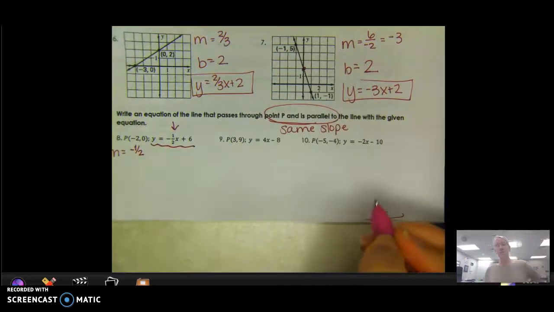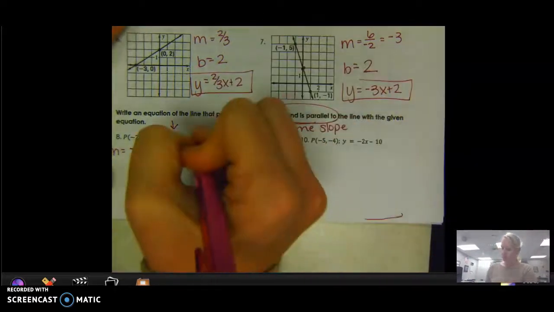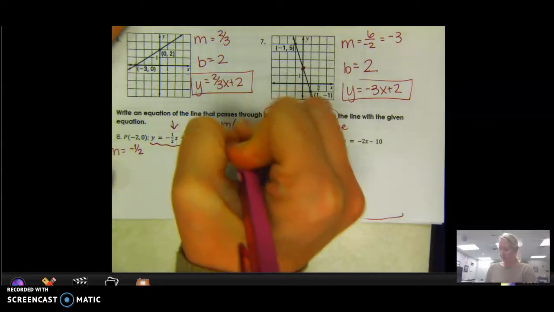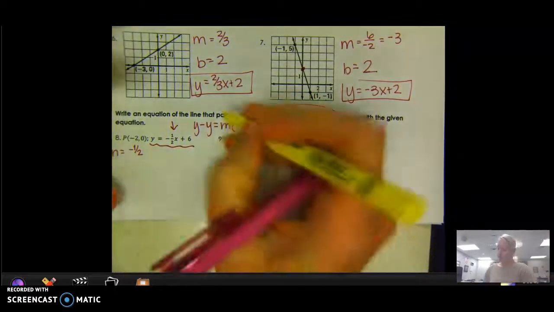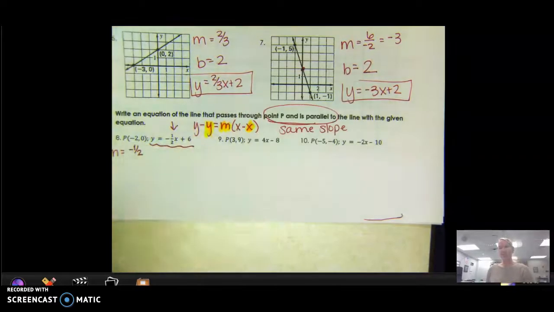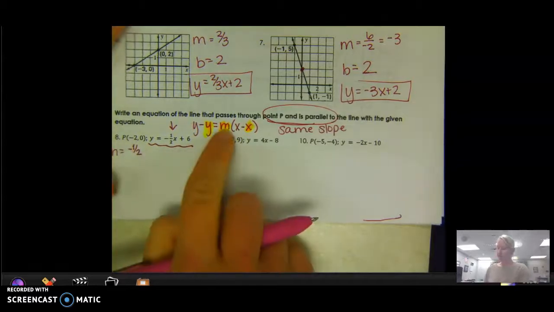So what we're actually going to do is put this in point-slope form, and then we're going to move it around to slope-intercept form. Point-slope form was that y minus y1 equals m parentheses x minus x1, where you put a number in for your y value, you put a number in for your m, and you put a number in for this x value. The numbers for the y and the x come from this point, and then that's your slope.